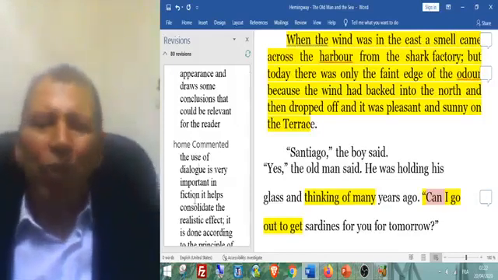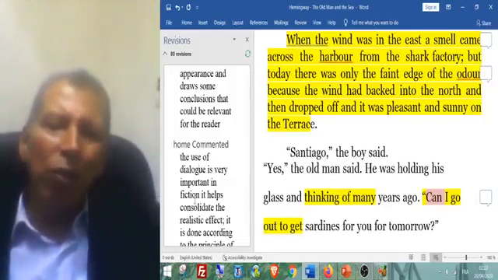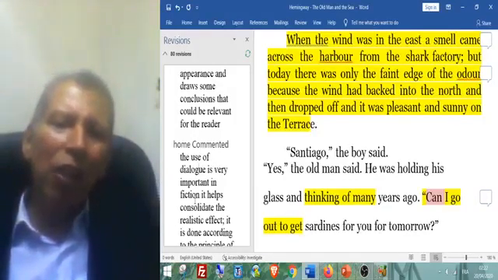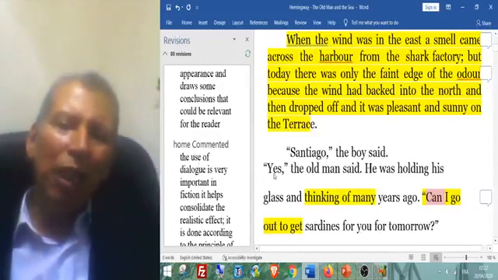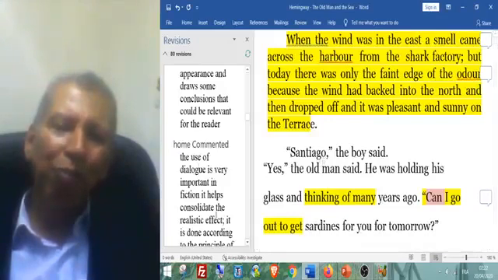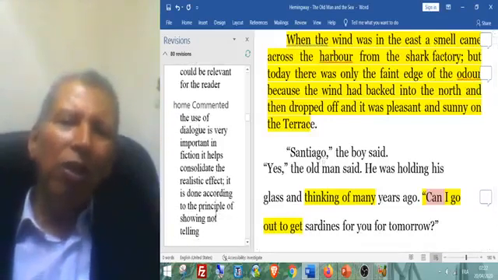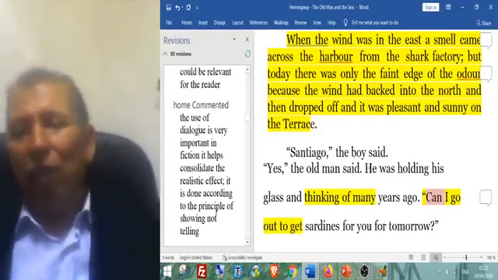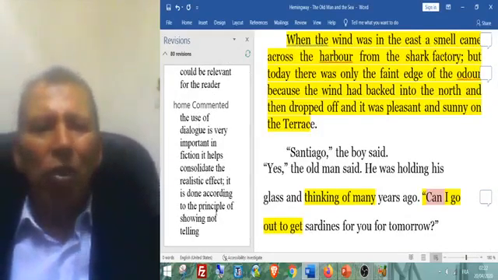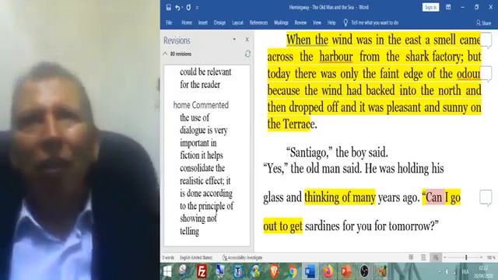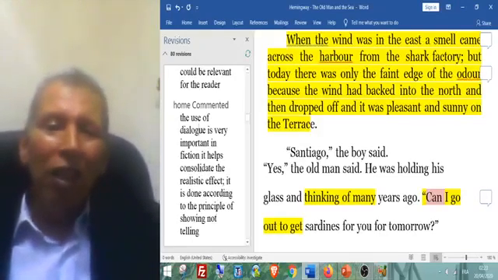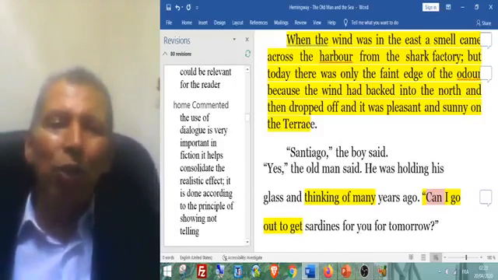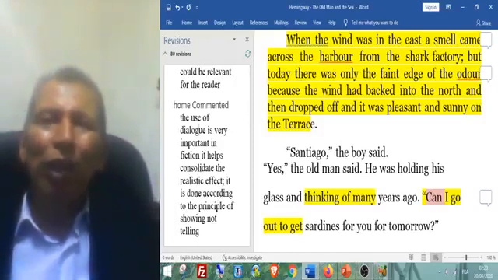There is dialogue between Santiago and Manolo, but it is very economically devised. It's not very detailed, but it is carefully chosen. So the use of dialogue is very important here. In fiction in general, it helps consolidate the realistic effect. It is in the speech of the characters themselves, between fishermen. It is done according to the principle of showing, not telling.